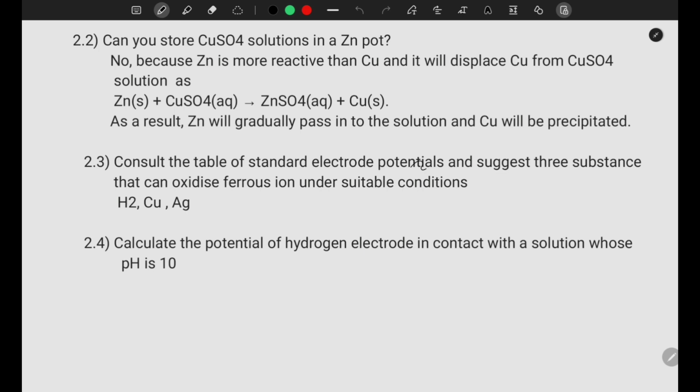Consider the table of standard electrode potential and suggest 3 substances that can oxidize ferrous ions under suitable condition. So oxidize means oxidizing agent, they should undergo reduction. So their potential should be more than the potential of ferrous ions. So hydrogen, copper, silver are examples of this. We can choose anyone whose potential is more than the potential of Fe, iron metal or ferrous ions.